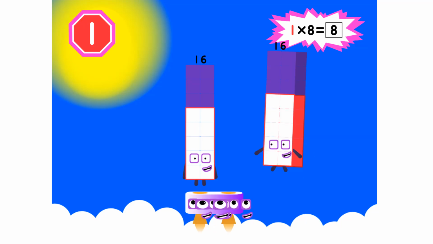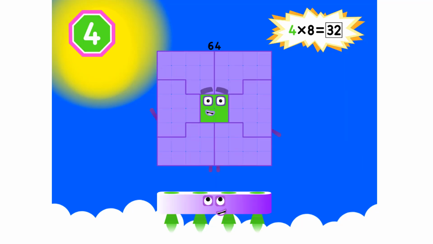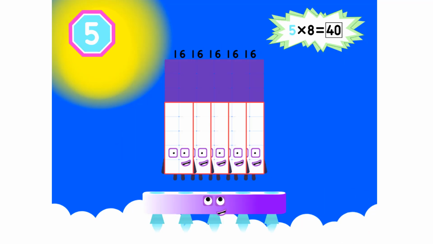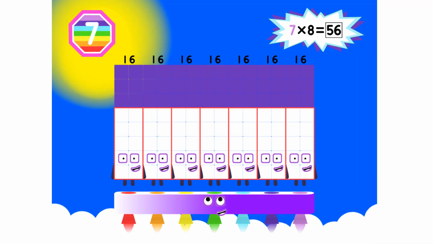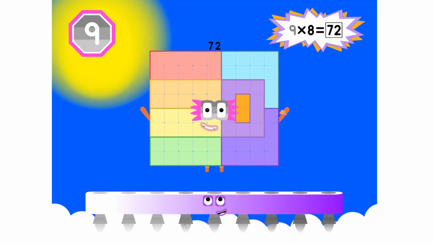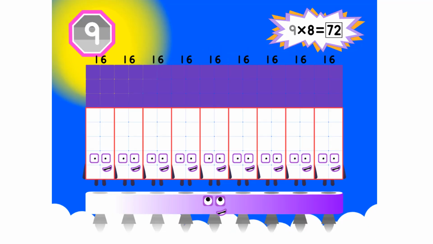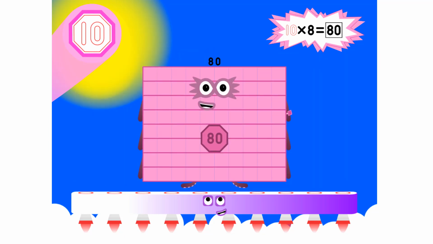1 8 is 8, 2 8s are 16, 3 8s are 24, we will heed the call. 4 8s are 32, 5 8s are 40, 6 8s are 48, we'll catch you when you fall. 7 8s are 56, 8 8s are 64, 9 8s are 72, here's the biggest of them all, the Super 8 who has it all. 10 8s are 80.